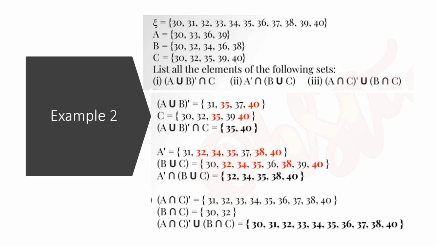So that is the complement of A union B. And then for C, you list out everything, which is already given here. And A union B complement intersect C would be the common elements of both of these, which are 35 and 40. So that is your answer.